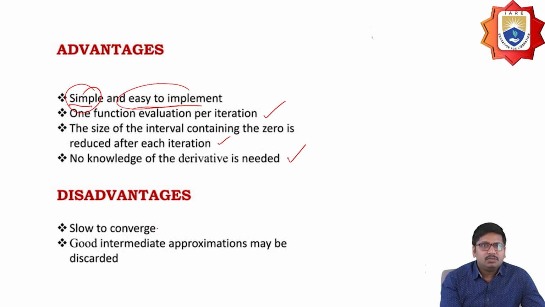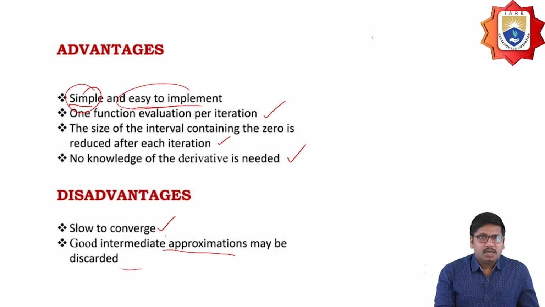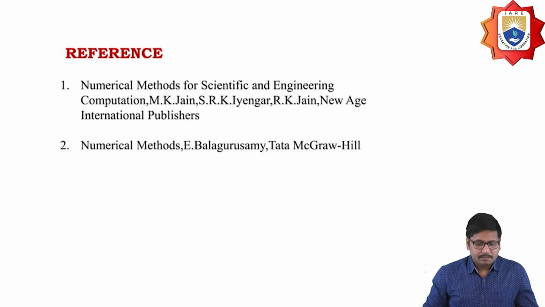And the disadvantage is that it is slow to converge, and a good intermediate approximation may be discovered. So one function evaluation per iteration, the size of the interval containing the 0 is reduced after each iteration, and no knowledge of derivative is needed. The disadvantage is that it is very slow to converge.